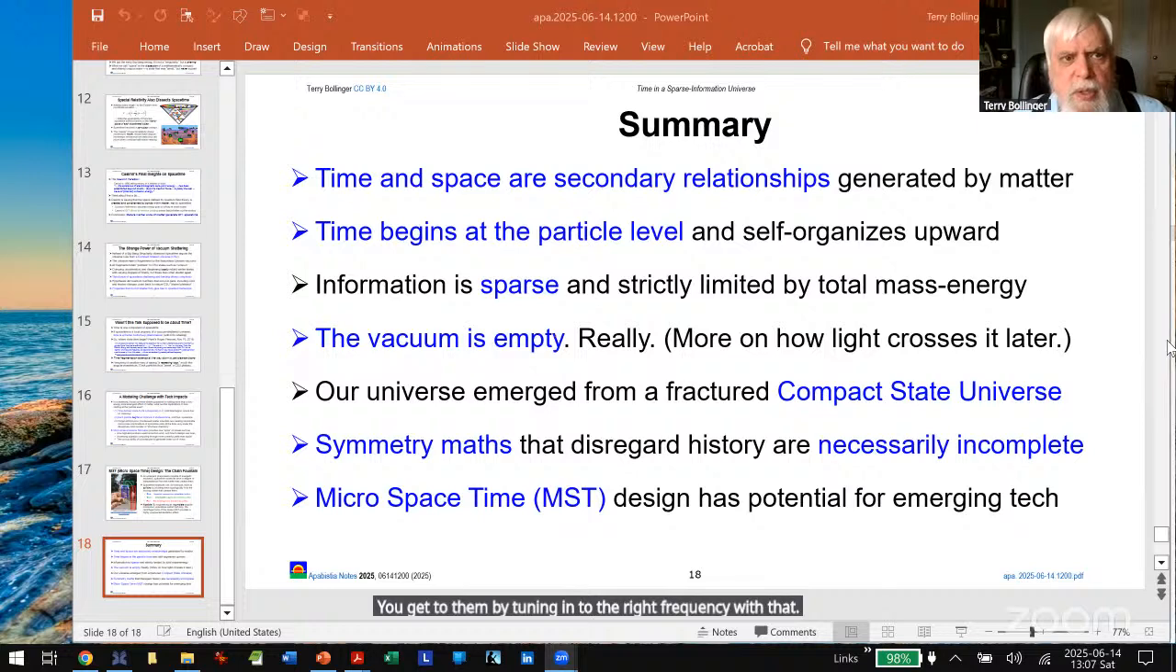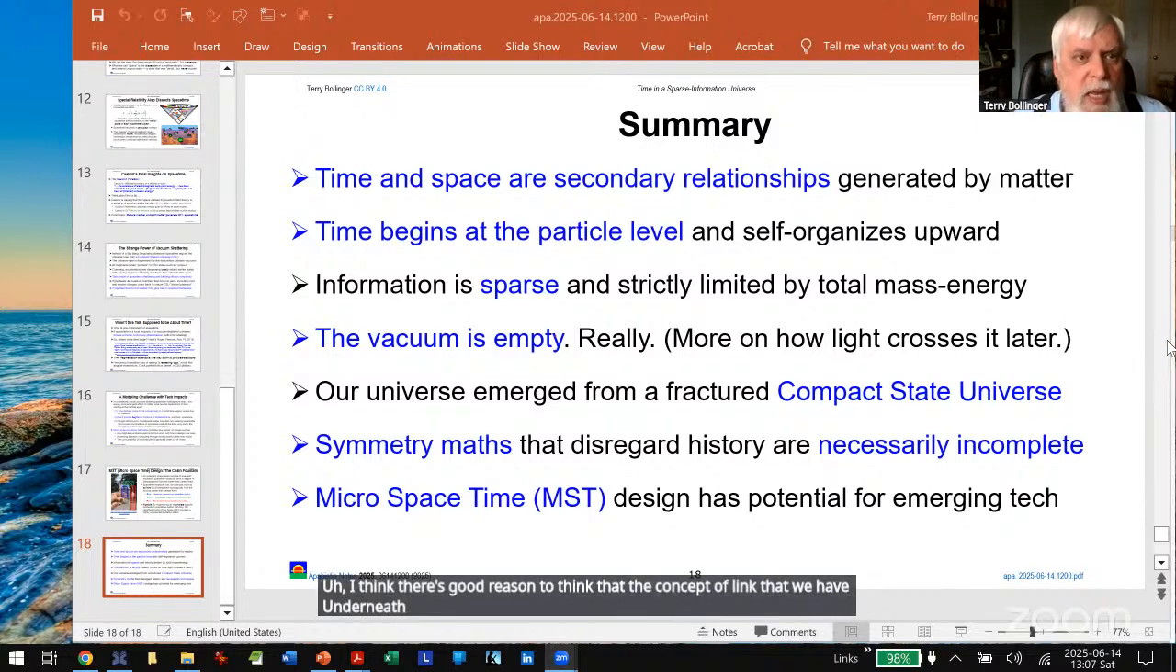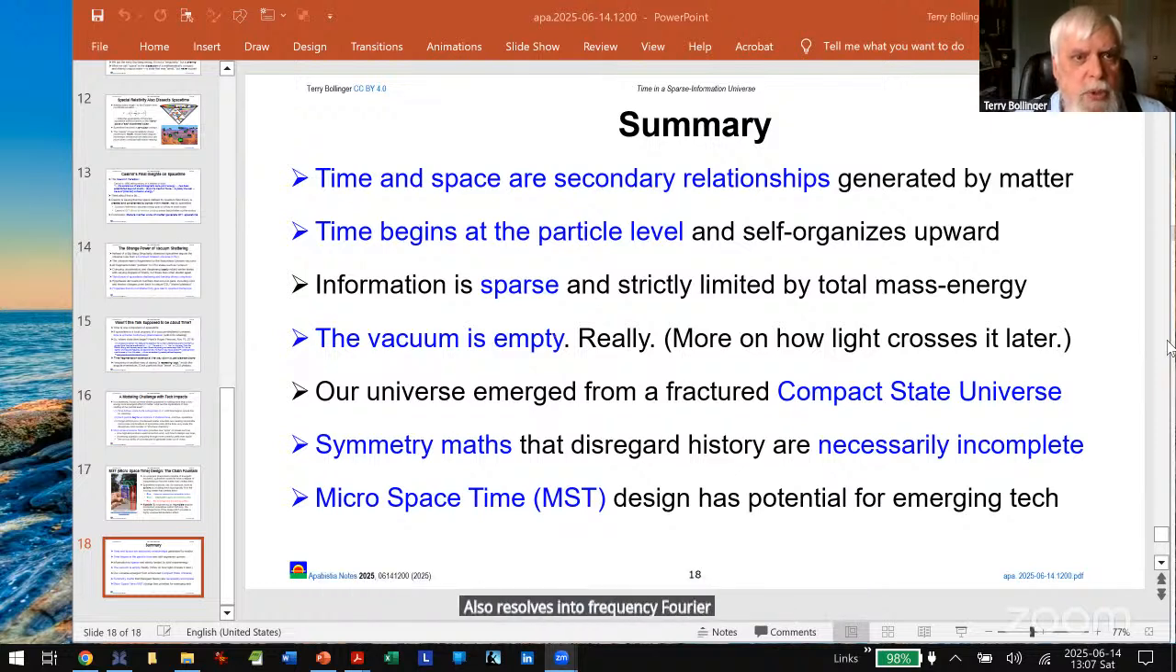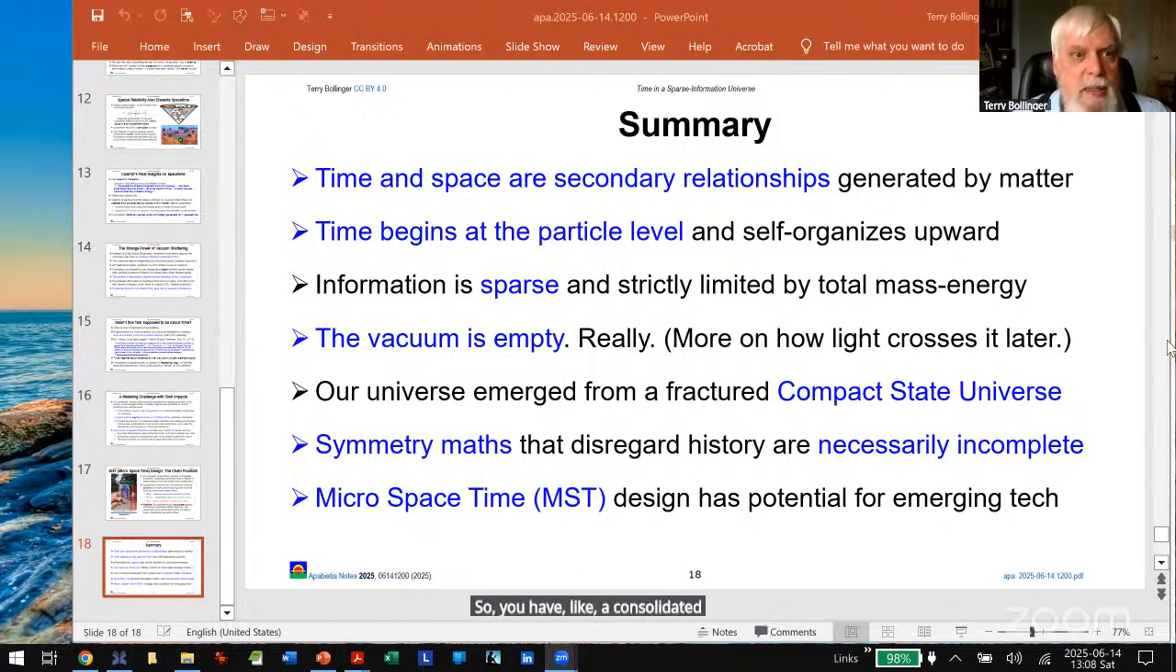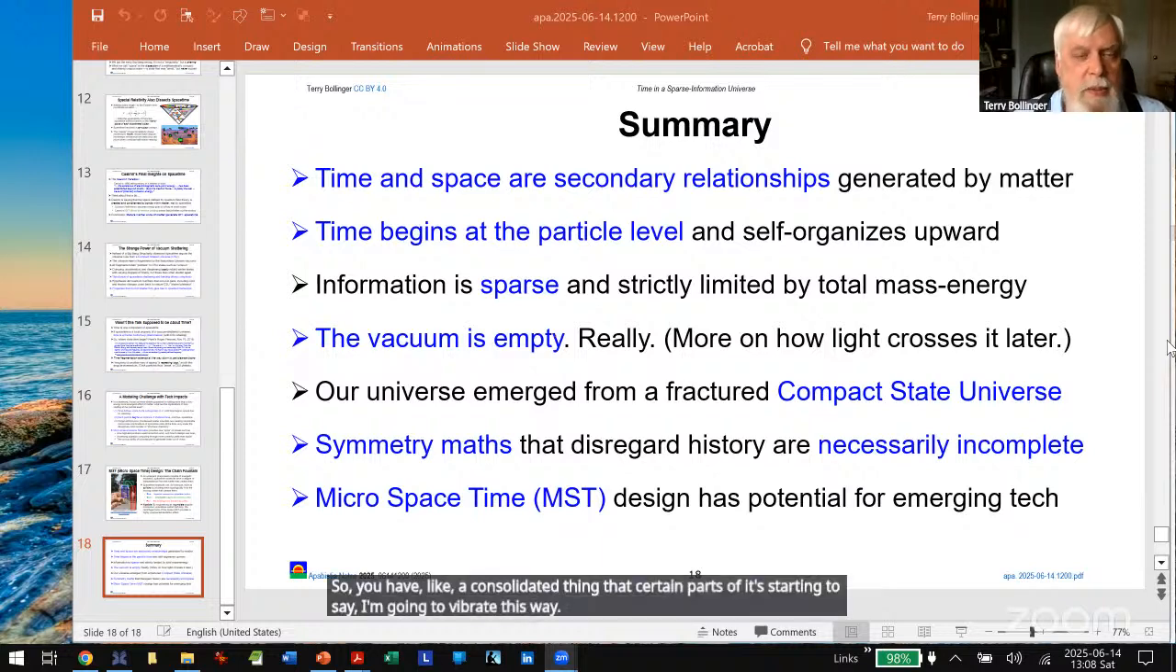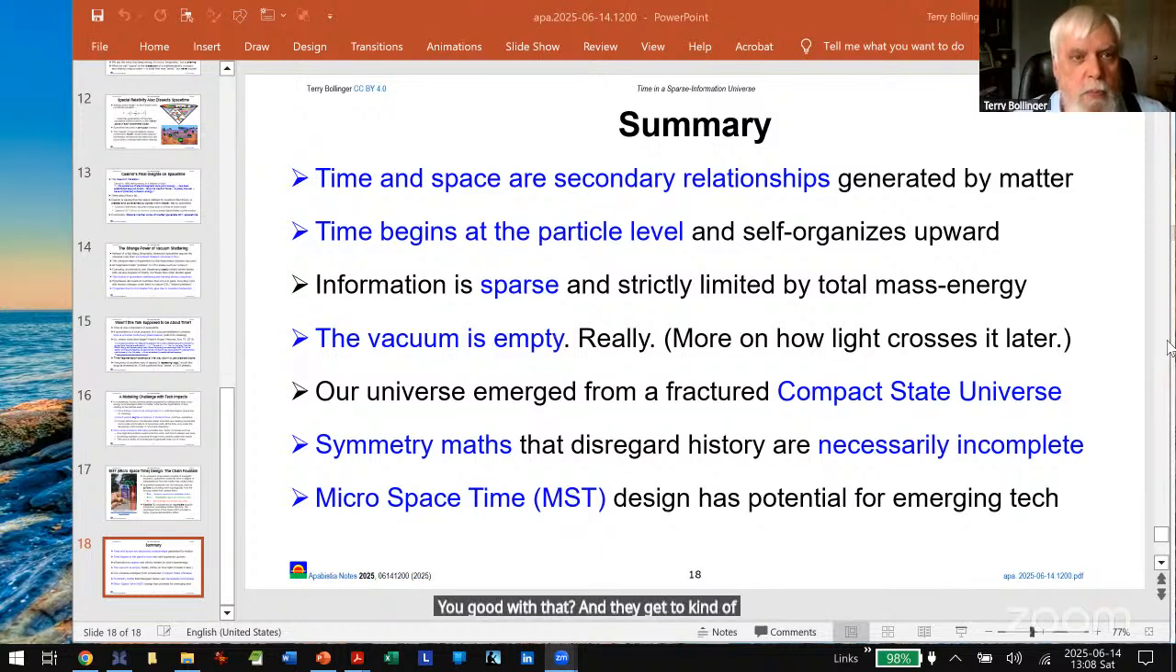I think there's good reason to think that the concept of length that we have underneath our universe at some level also resolves into frequency Fourier transform relationships. But those relationships are emerging from this deeper universe. So you have a consolidated thing, and certain parts of it start to say, I'm going to vibrate this way. You good with that? And they kind of get together and, bang, quite literally, you get this emergence of time on a much larger scale in this universe we see.